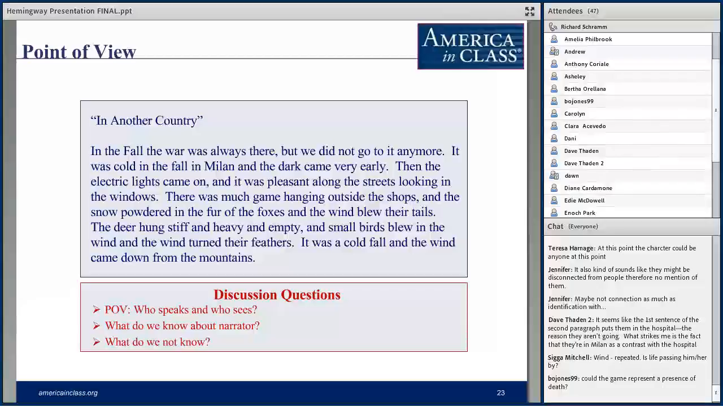Right. The hospital, as it turns out, is the setting for the story, and that's the reason they're not going to the war anymore. And yet here in the opening, he doesn't tell you he's in the hospital. Right. The large fact of his life that he's wounded and in the hospital is omitted here. Fantastic. Then the wind, repeated, life is passing him or her by, and then could the game represent a presence of death? Yes, I think that's probably true. Very, very good comments, yeah.